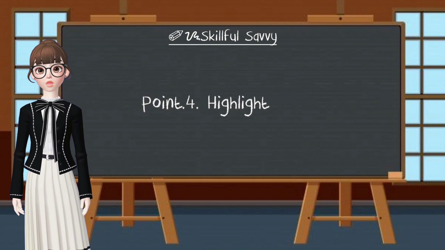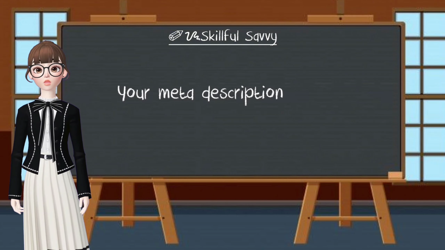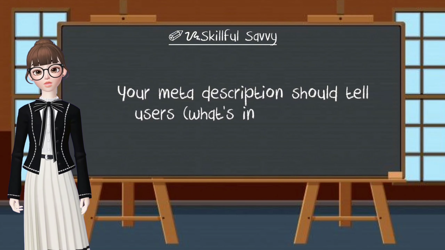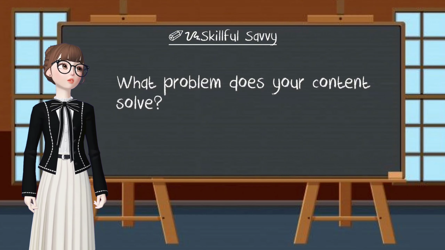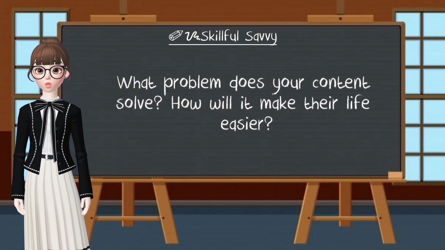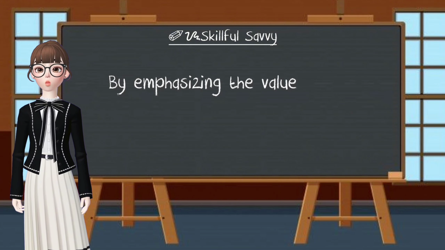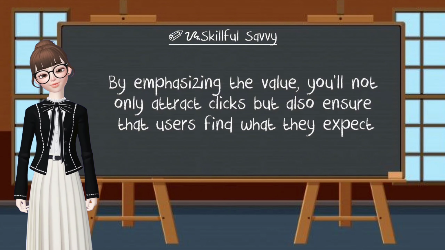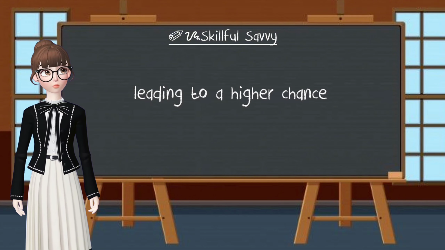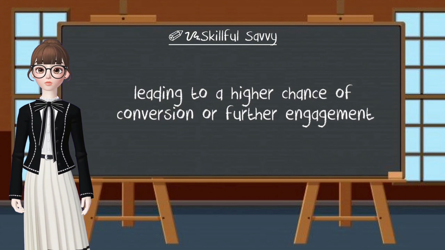Point 4, highlight the value. Your meta description should tell users what's in it for them. What problem does your content solve? How will it make their life easier? By emphasizing the value, you'll not only attract clicks but also ensure that users find what they expect, leading to a higher chance of conversion or further engagement.